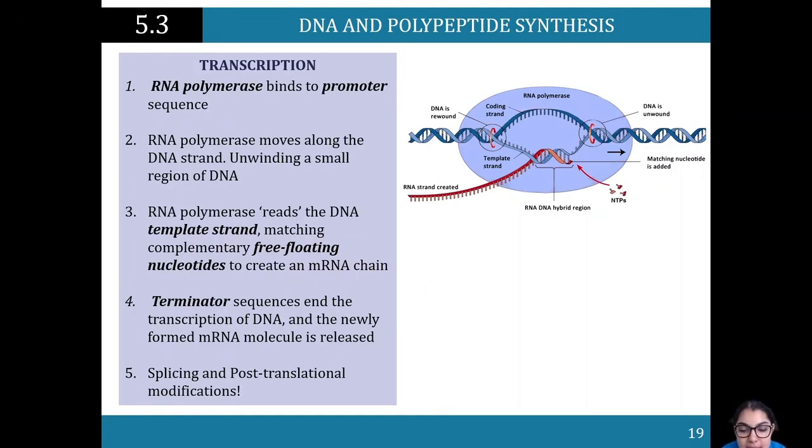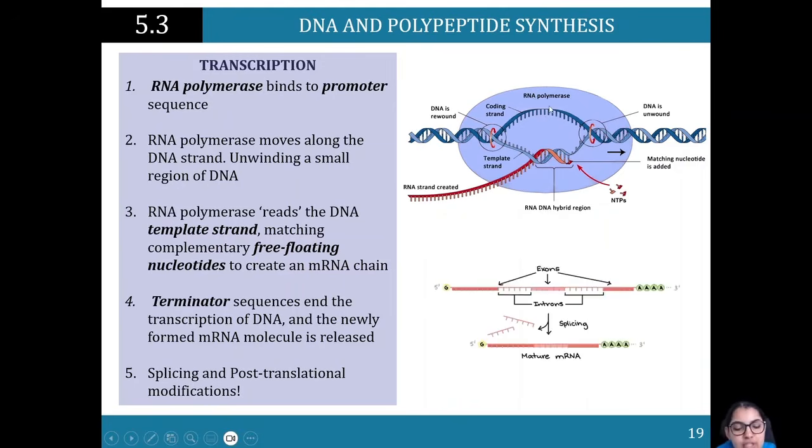Once that has happened, our RNA polymerase will move along the DNA strand, and it will unwind a small region of the DNA. So this is the coding strand, the strand that we actually want to code. To get this strand, we're going to code its complementary strand so that we can get this combination here. RNA polymerase is going to read that DNA template strand, and then it's going to match the complementary free-floating nucleotides to create an mRNA chain. And it does that. It creates the mRNA chain.